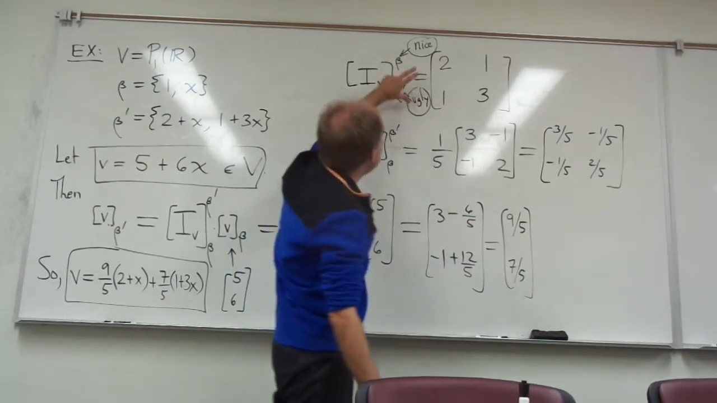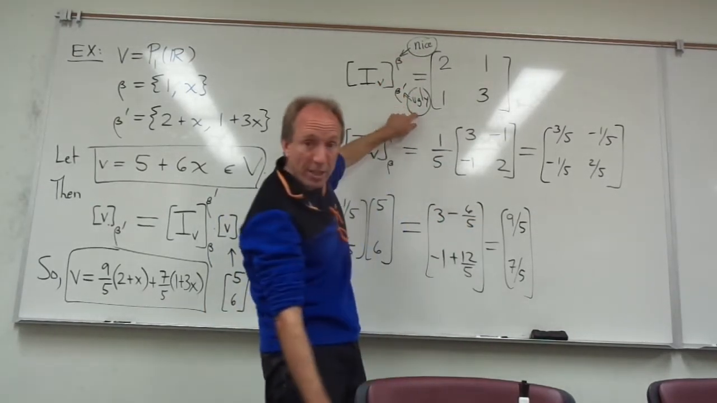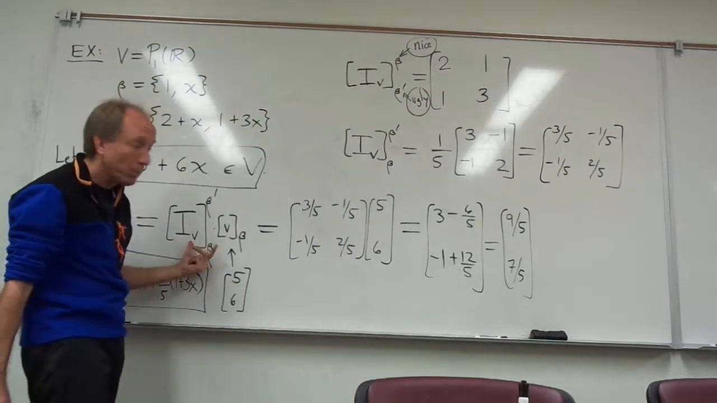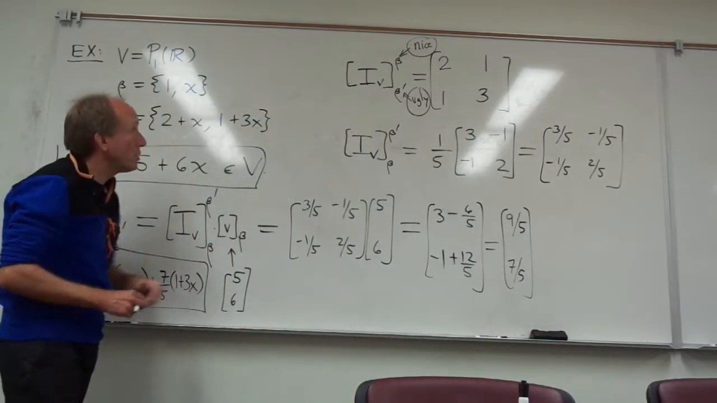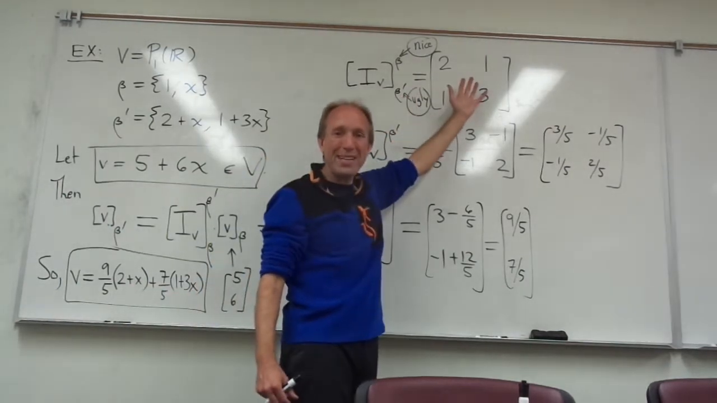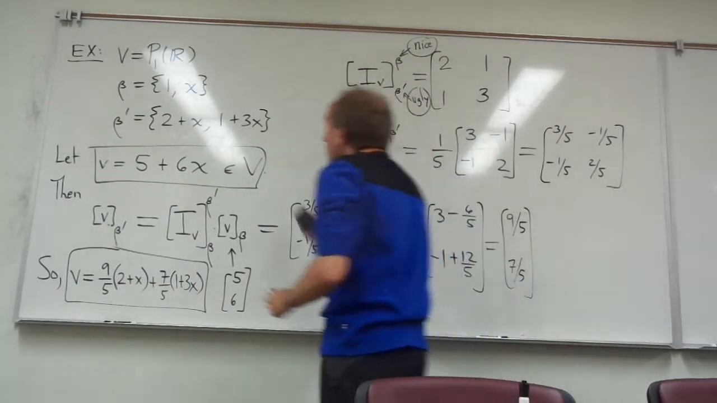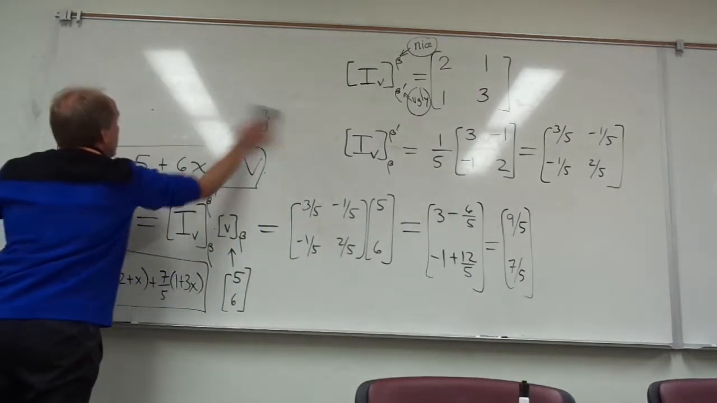And if you really need to have the nice basis on the bottom and the ugly one on the top, like what we need right here, well, then what we can do is just take the inverse of this matrix. Okay? So that's kind of a neat idea.